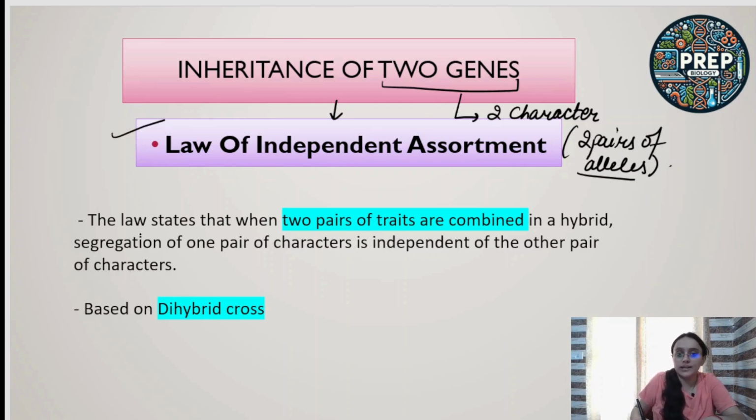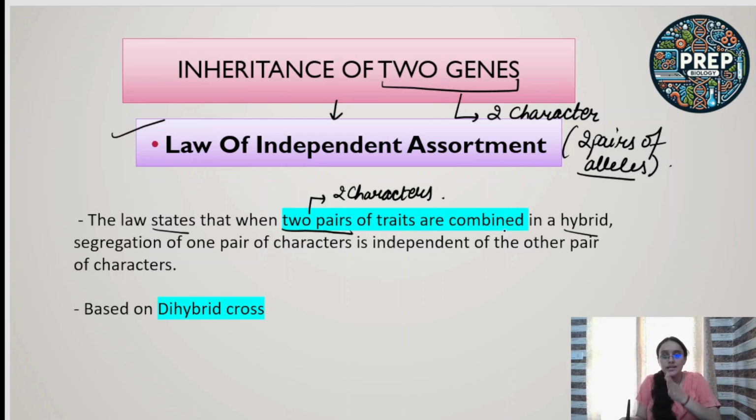What does it state? The law states that when two pairs of traits are combined in a hybrid, segregation of one pair of characters is independent of the other pair of characters. Why two pairs? Because we are talking about two characters. So when the gametes are formed and they segregate from the other pair of characters, their expression is independent of the other characters. This is the law of independent assortment.